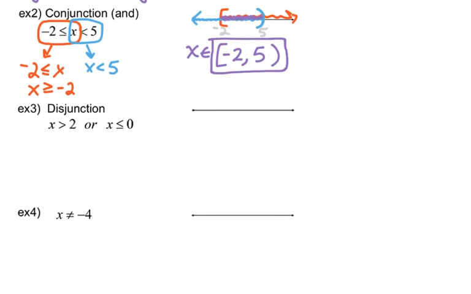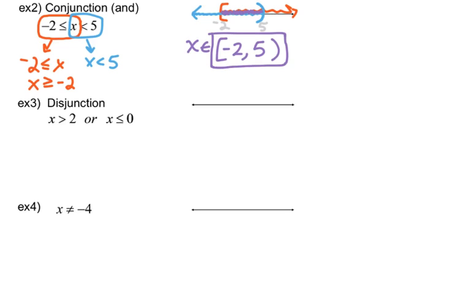All right, let's look at an or situation. Technically, this is called disjunction. So here I have the situation where x is greater than 2 or x is less than or equal to 0.